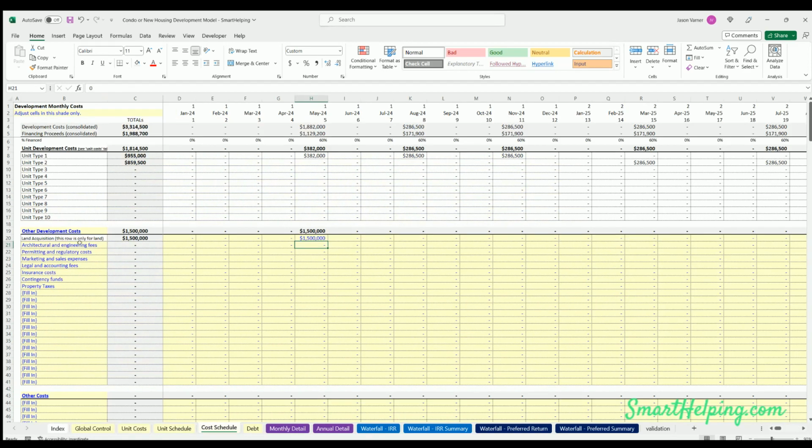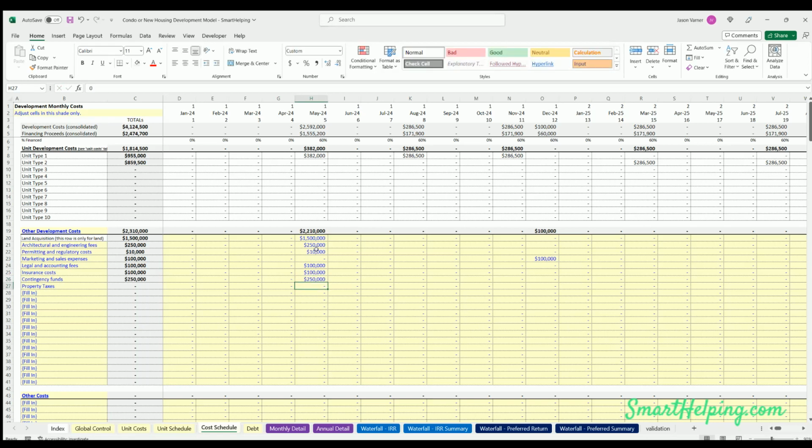All right. So land, maybe architecture and engineering fees. We'll pay those up front. 250,000 regulatory costs. Sales and marketing, that might happen later, after you've been building for a bit, however much you're going to spend there. Legal and accounting fees, let's just put this up here. Insurance, potentially. Just contingency.